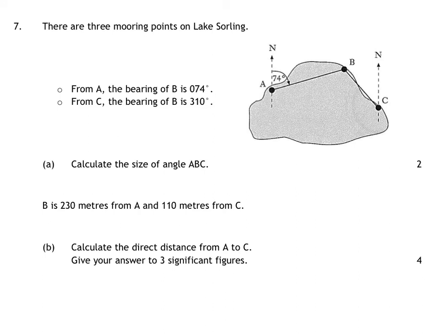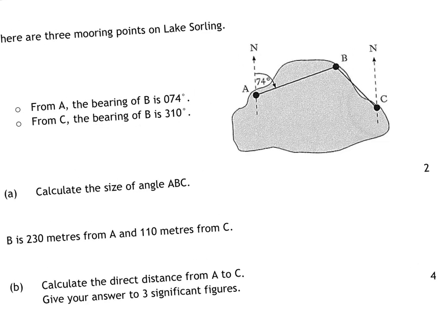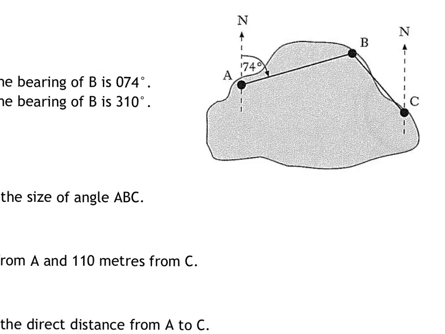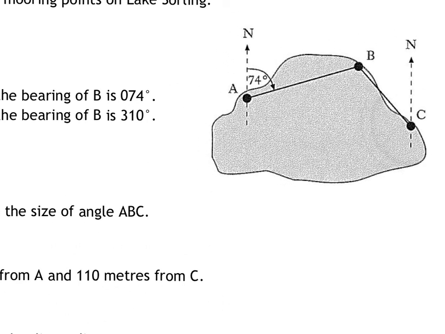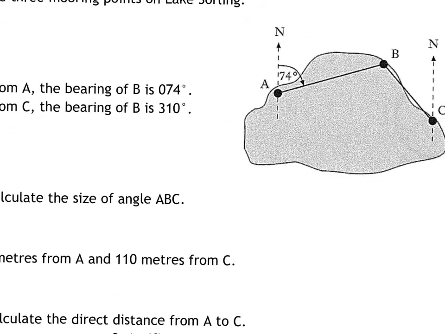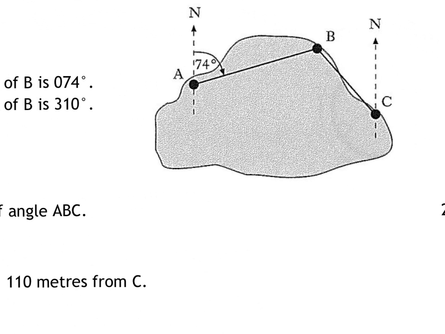Okay, next question, trig and bearings, just from looking at it. So let's see, we want the angle ABC. So I'm going to have to make this diagram a wee bit bigger, just to draw on. So what's going on is, the bearing of B is 74, which we've got in there. It tells us also that from C, the bearing of B is 310.